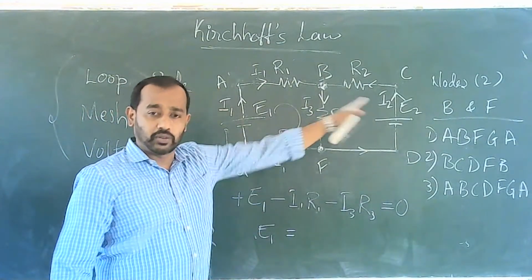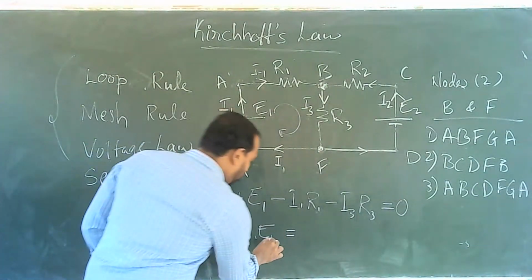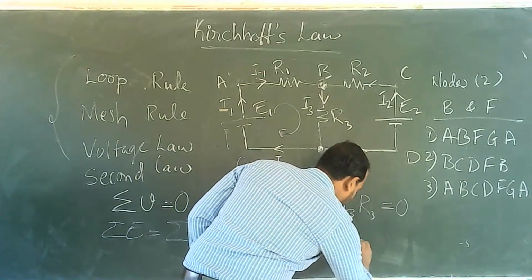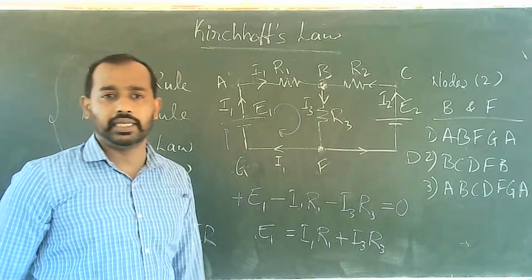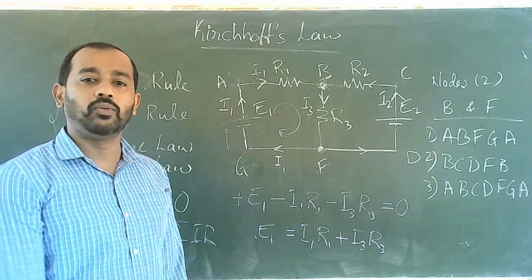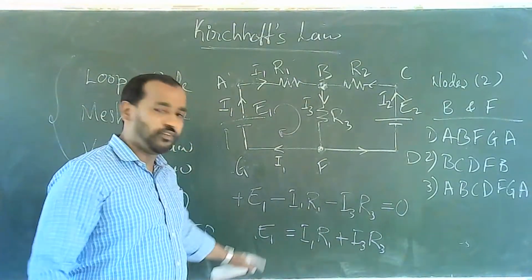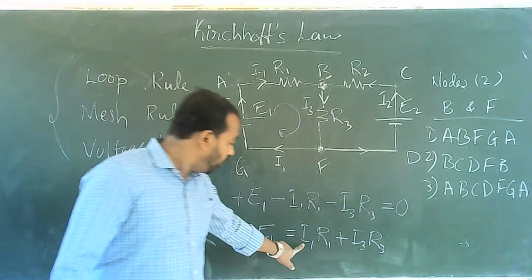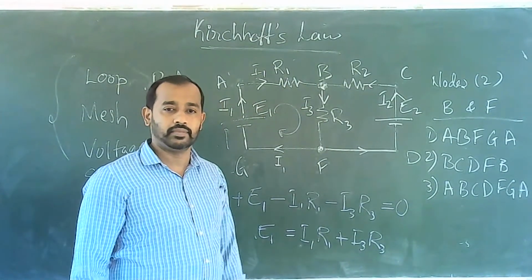Anything which is negative on one side, when it goes to the other side, it will become positive, and vice versa. Therefore, E1 should be equal to I1 R1 plus I3 R1. This is how we can also write the equation for Kirchhoff's voltage rule applied to a given loop. What does it suggest? If you are moving from negative to positive of the cell, it is taken as positive. If you are moving in the direction of the current, it is taken as positive.